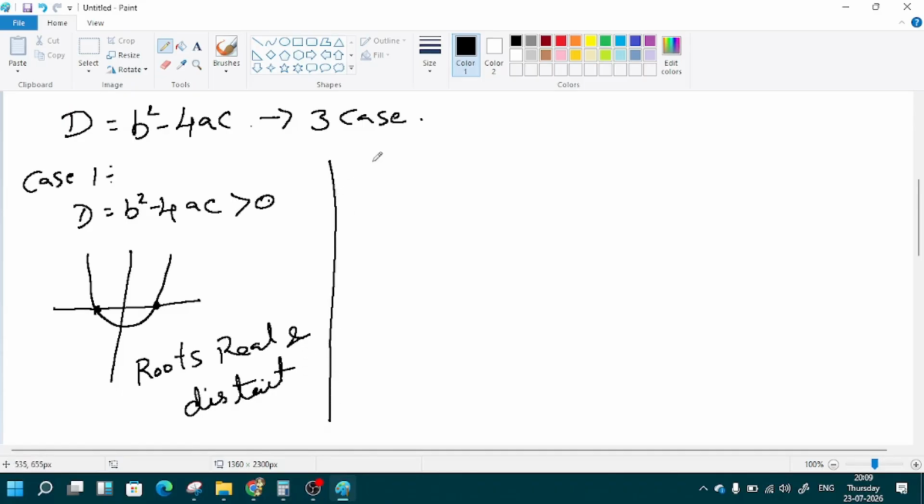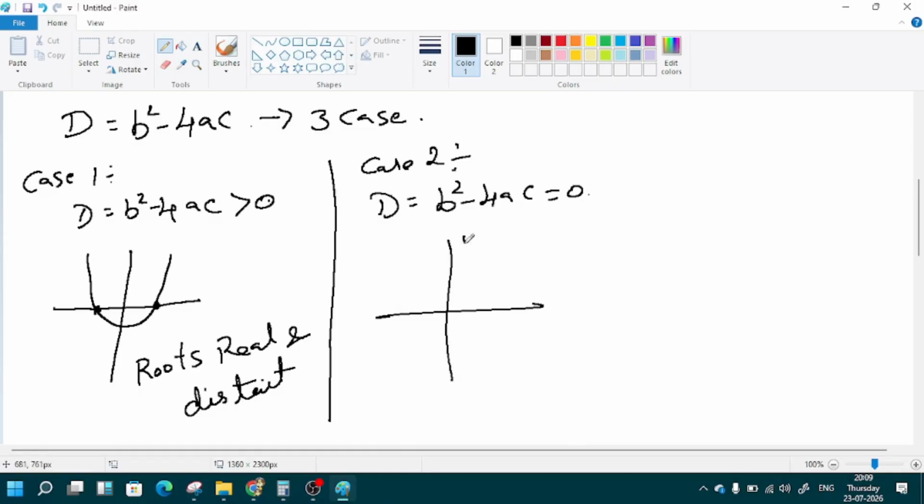Now let's go for case 2. Case 2 is the same formula, discriminant D equal to b square minus 4ac is equal to 0. When will it be equal to 0? When the parabola, or the curve of the quadratic equation, just touches the x-axis. So it just touches the x-axis. It means the roots are real and equal.